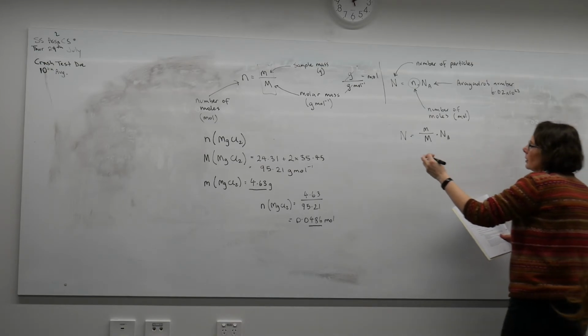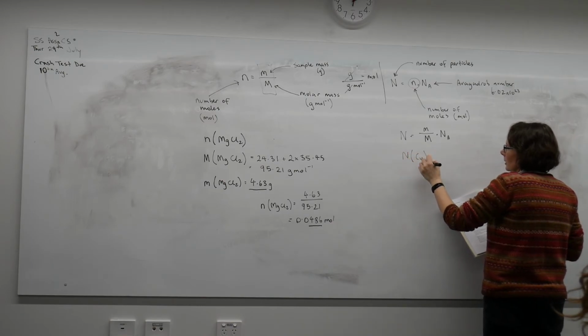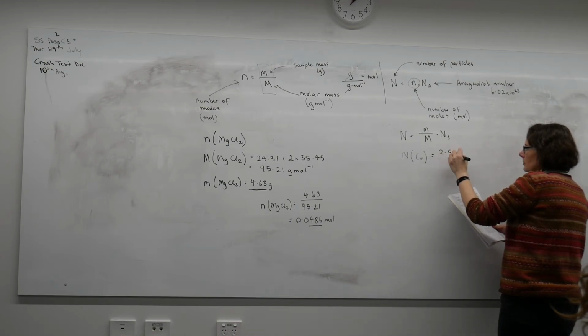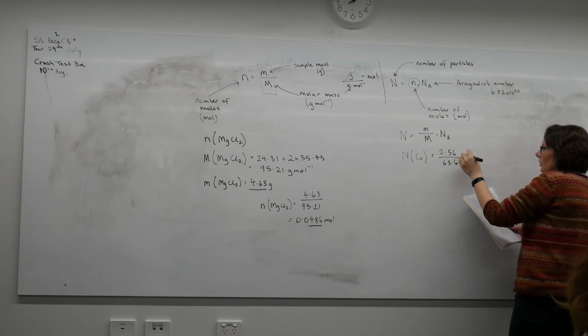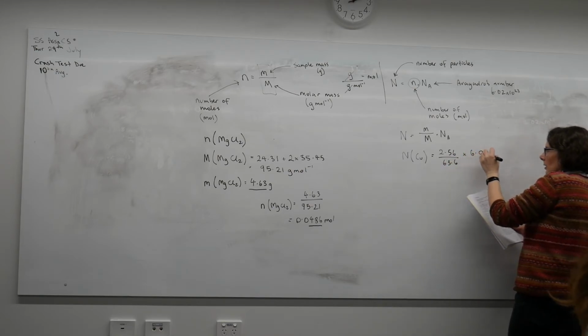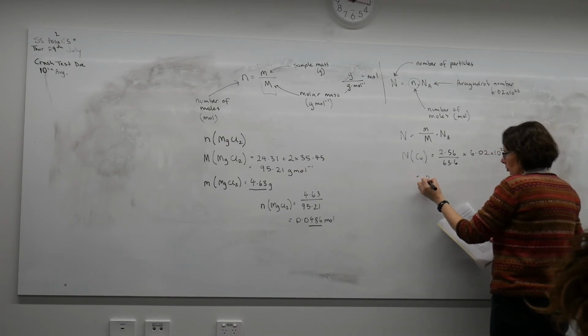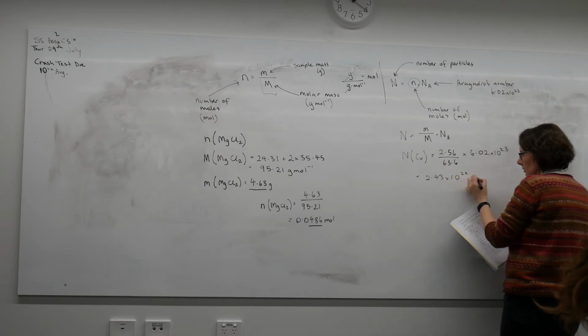But we wanted to know the number of atoms for copper. So we've got 2.56 grams, 63.6, and then we're going to multiply by Avogadro's number. 2.43 times 10 to the 22 atoms.